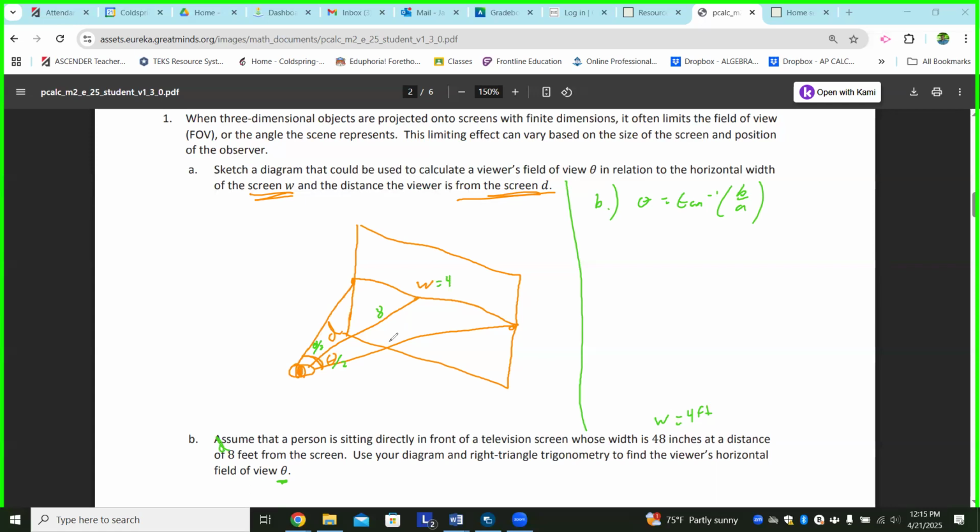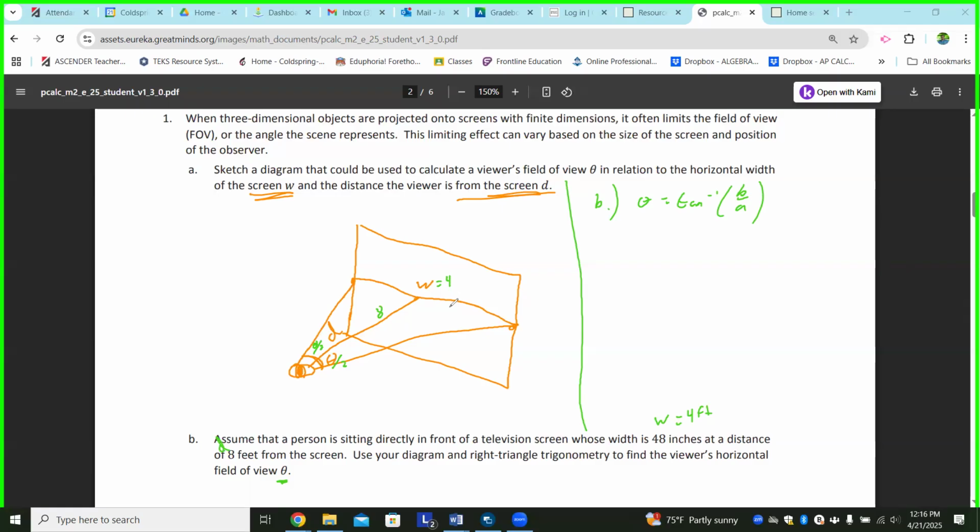Well, the angle that you're looking at. So again, the closer you are, the wider that angle is going to be. The further you are, the less that angle is going to be. So depending on where we're at, that's kind of how things are changing. Now, this entire width of the screen is also 4 feet. So what would half of the screen be?